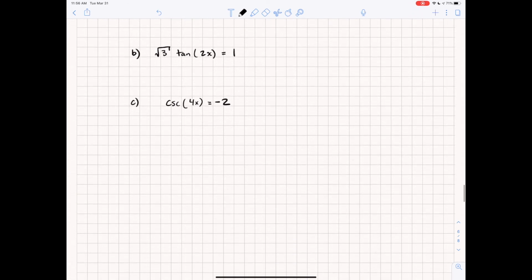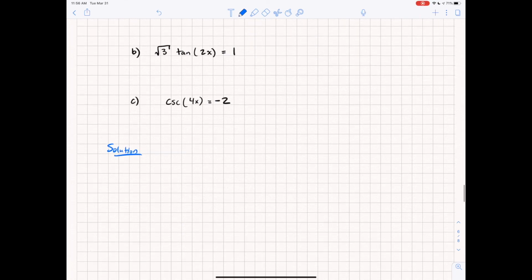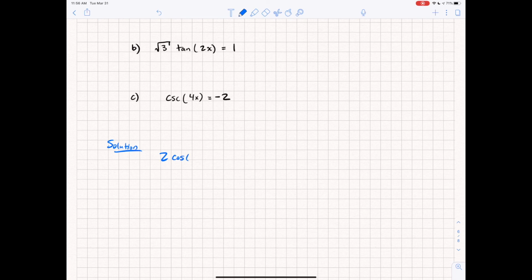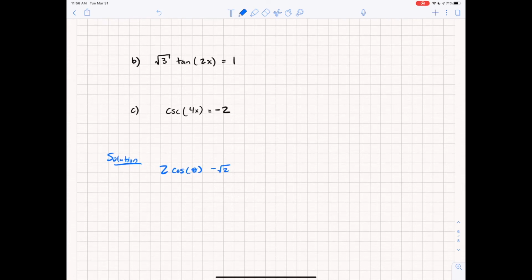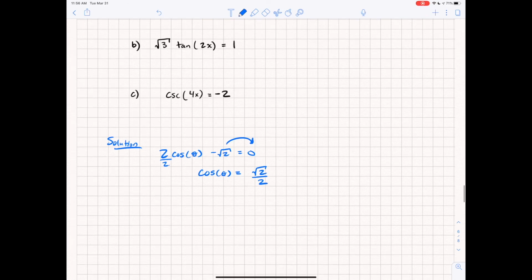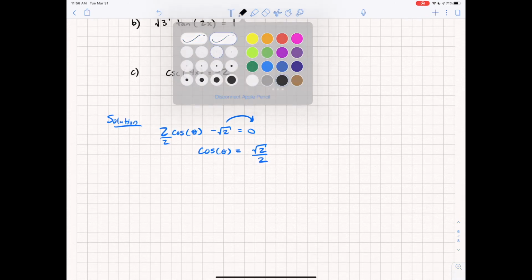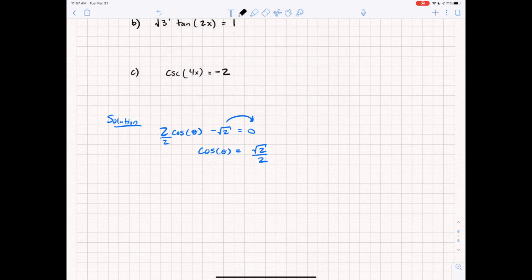All right, well, so I'm going to go down below this solution. And I'm going to take out the 3x and just put a theta in to make my life a little bit easier. It's equal to 0. And so I'm going to solve this like I would normally. Cosine of theta, I'm going to add the root 2 over, and then I'm going to divide by 2. And then I'm going to ask myself, all right, well, where is cosine theta? Where is cosine specifically equal to root 2 over 2?